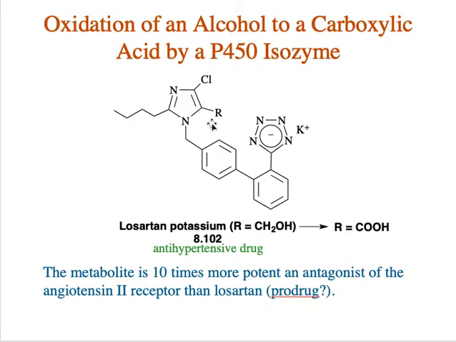Here's an example of oxidation of alcohol to carboxylic acid by cytochrome P450. So this is an antihypertensive, hypotensive drug. So this is a drug to lower your blood pressure. And so in this case, originally, this is an alcohol. When it's the carboxylic acid, it's way more potent. And so we would almost call that a prodrug. It's 10 times, this kind of meh difference. You know, if it was like 1,000 times, we'd call it a prodrug, where the drug that you take is not actually the active form of the drug.